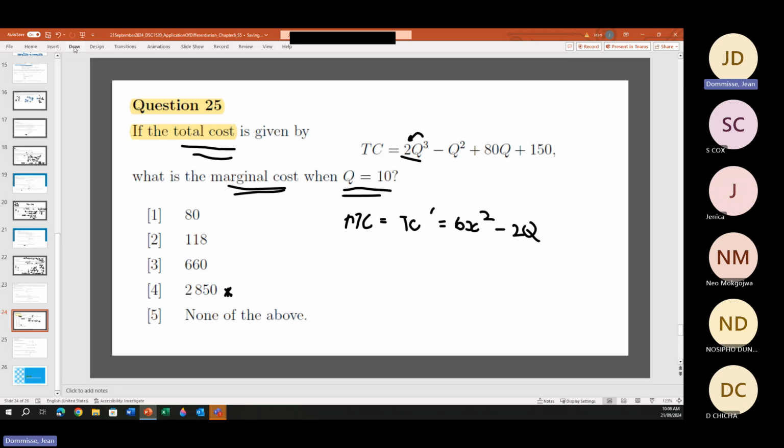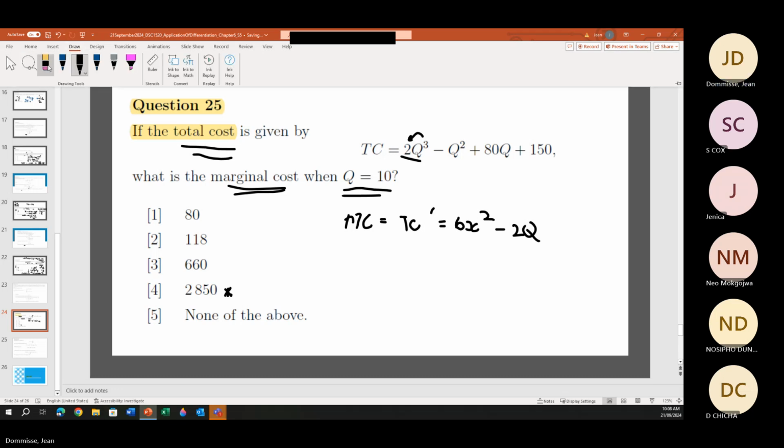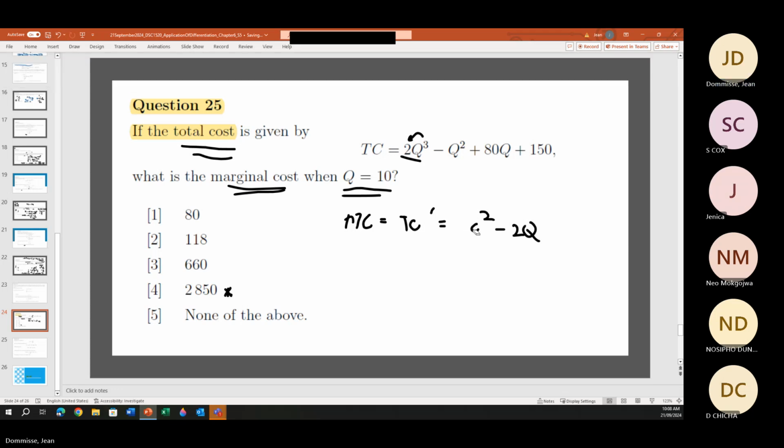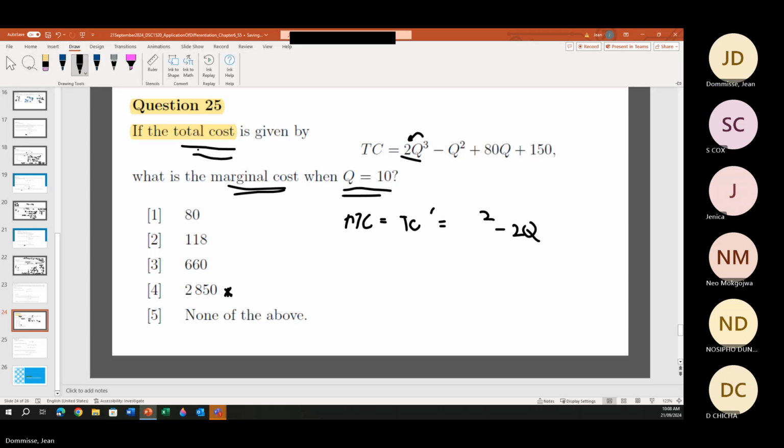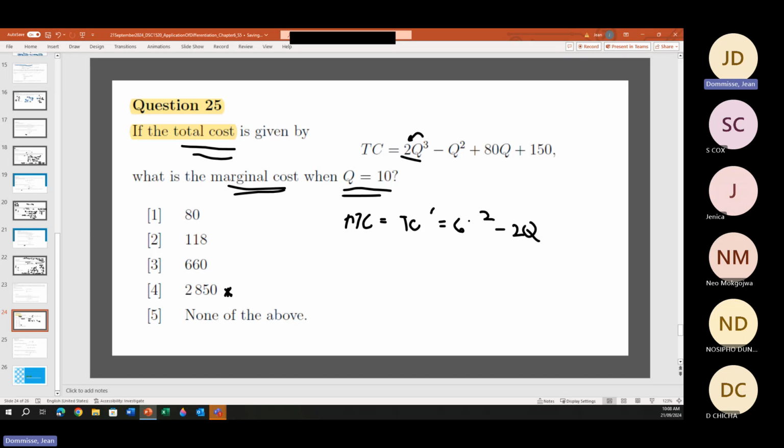So that was 6q. Okay, so minus 2q, and then here the q falls away, so we sit with plus 80, and 150 is a constant, so 150 becomes 0.